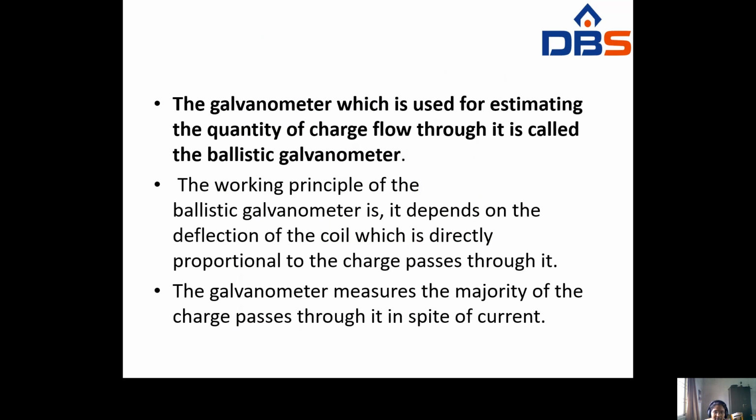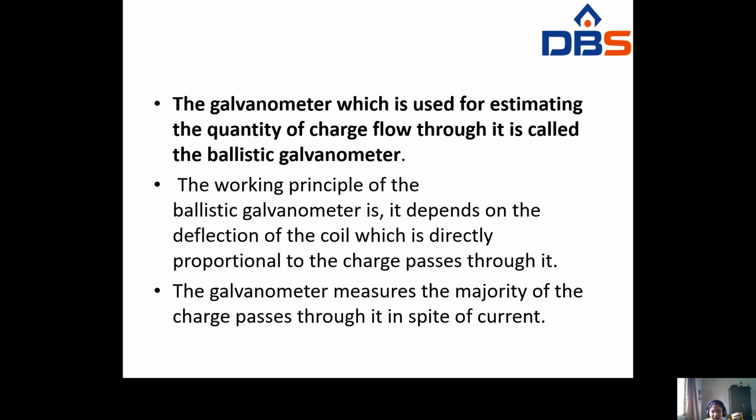The galvanometer which is used for estimating the quantity of charge flow through it is called the ballistic galvanometer. That means this galvanometer will estimate the flux value, how much amount of flux. Here charge is nothing but, in the magnetic point of view. In electrical points of view you have to take the electrical charge, but in our magnetic measurements point of view, the charge is nothing but a flux value.